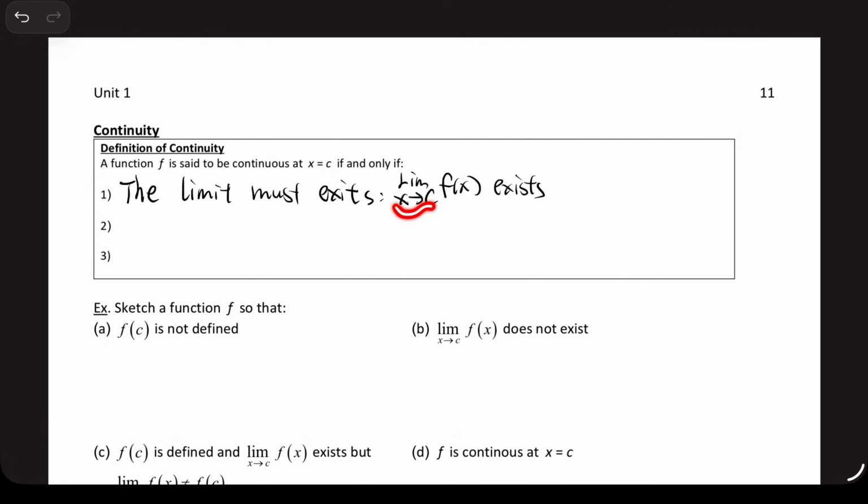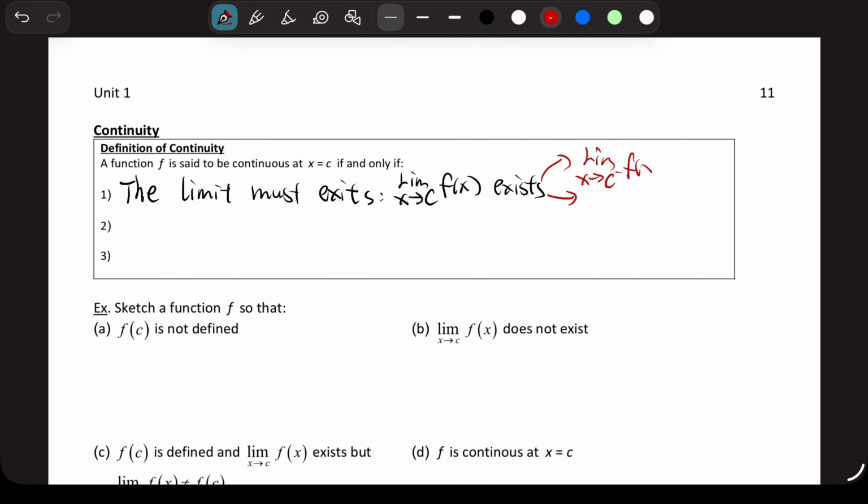What can we derive from this? I've talked about this in my last video. A limit exists only when its right limit equals its left limit. So we can say the limit as x approaches c from the left of f of x equals the limit as x approaches c from the right of f of x.